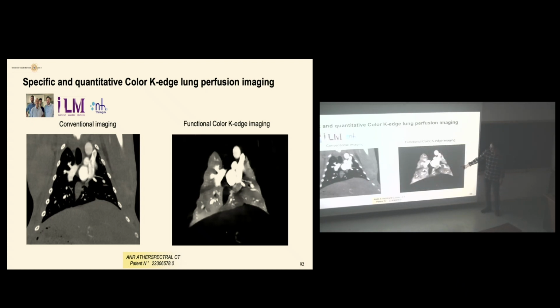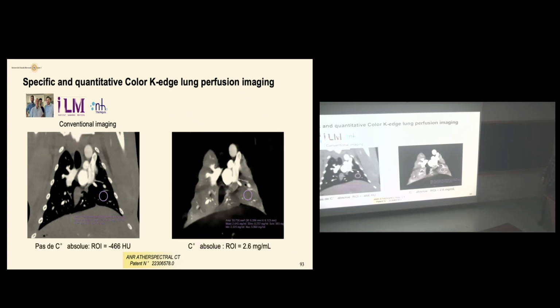And look at what you can see from this. If you inject this rabbit with a clinically compatible concentration, you have the K-edge map of the lung, and of the myocardium also. Here is the first high-resolution, quantitative and specific imaging using K-edge imaging. So this is the starting point of a new way to look at imaging.